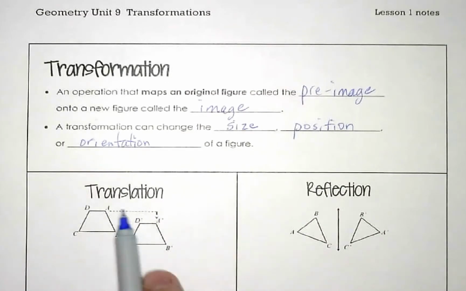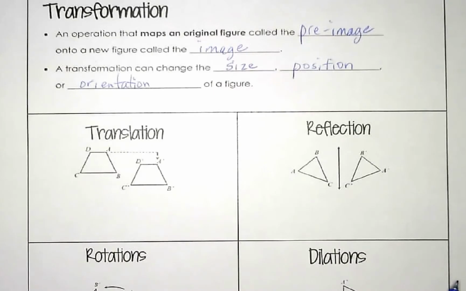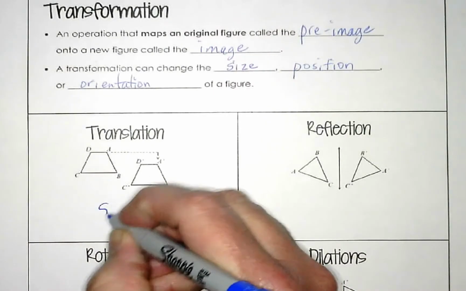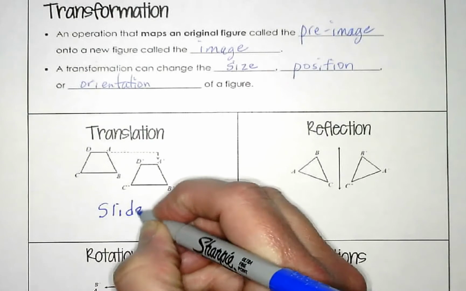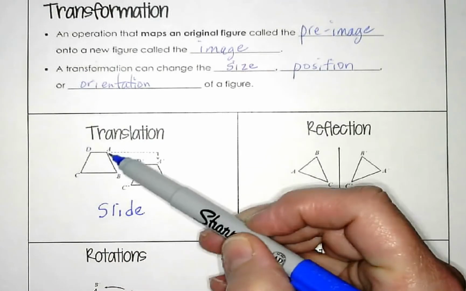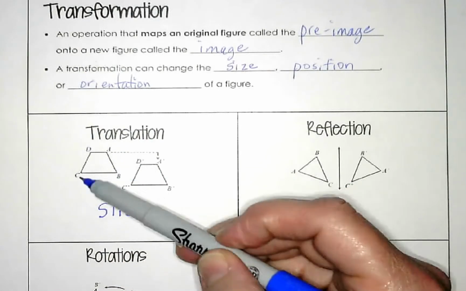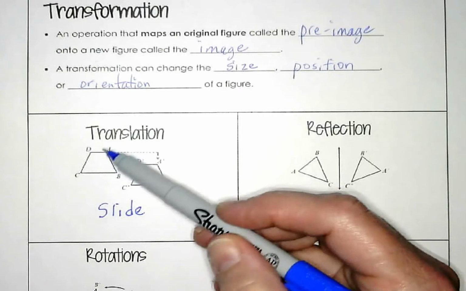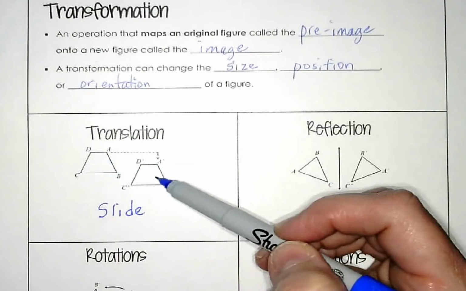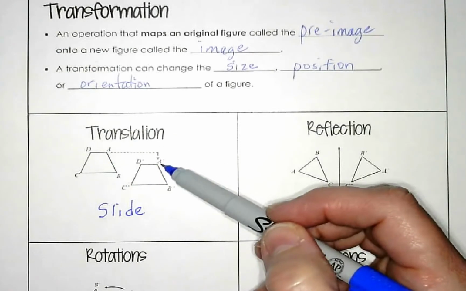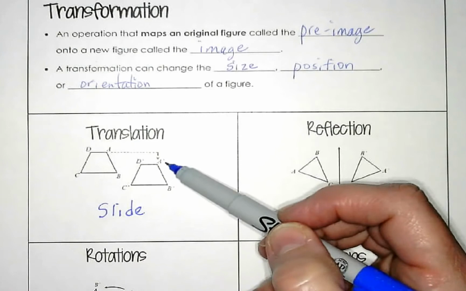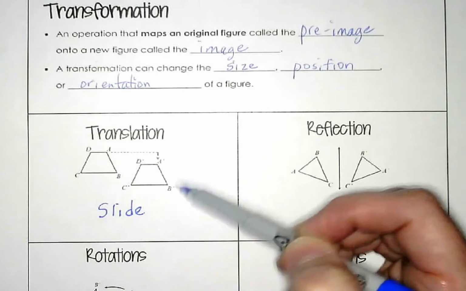So the first one is kind of like the same word, but it's called translation. Okay, a translation is like a slide. We are going to take a figure, in this case trapezoid A, B, C, D, and we are going to slide it to a new location, to right here, and you'll see that these are labeled A prime, B prime.